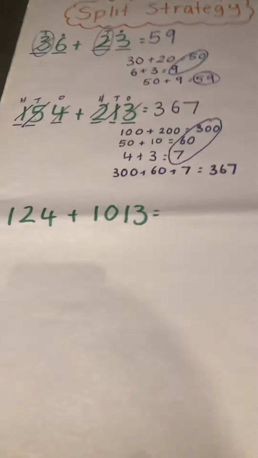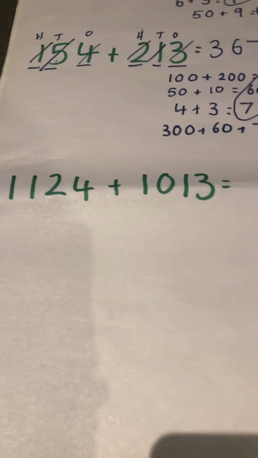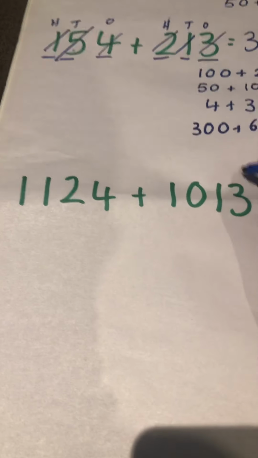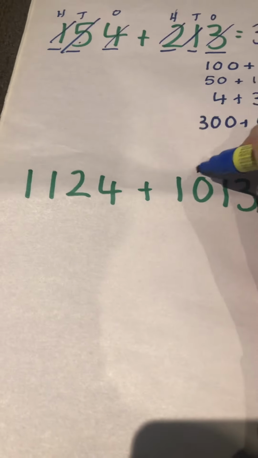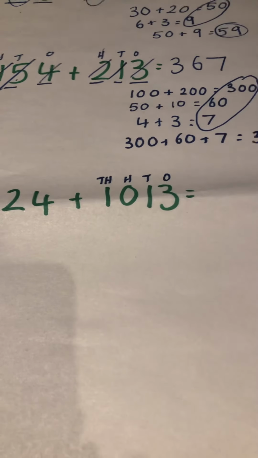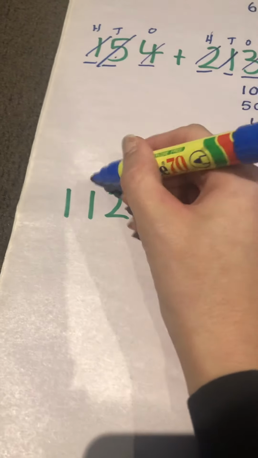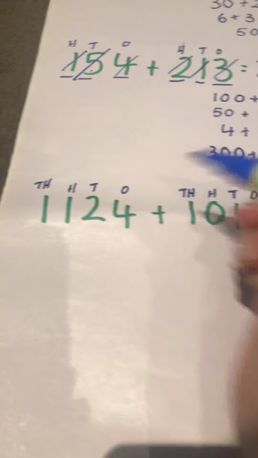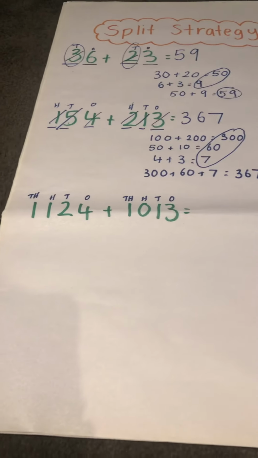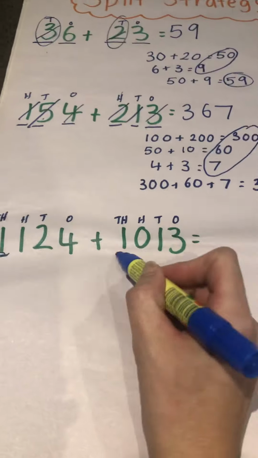Okay, now let's have a look at a 4-digit one for our split strategy. First step, try and get in the habit of it, is writing your place value. Okay, now this one's a 4-digit number, so it goes into the thousands. So I like to write a TH for thousands. Move to your next number, ones, tens, hundreds, thousands. Okay, now we are going to start adding, again, our highest value numbers first. So we've got our 1,000 here plus 1,000 here.